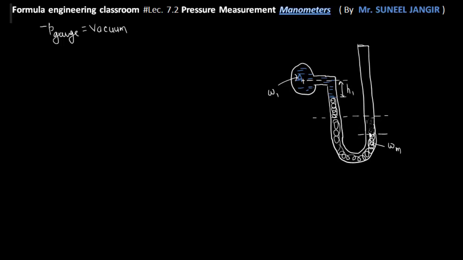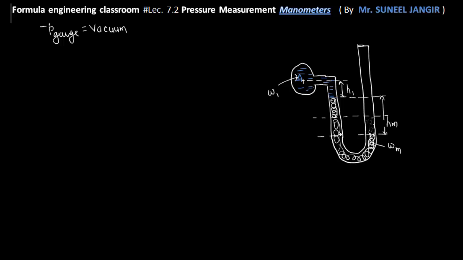Now, the difference in the manometric fluid level. So obviously in the left hand side limb, the level of the manometric fluid is here. In the right hand side, the level is here. So the difference in the level of manometric fluid, I'm saying this is HM here. In this case, we want to calculate the pressure at this point A. Obviously, this is gauge pressure, and this is negative gauge pressure, that is vacuum pressure.